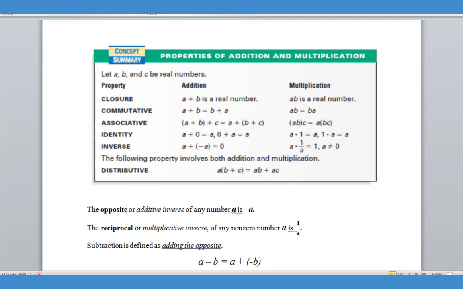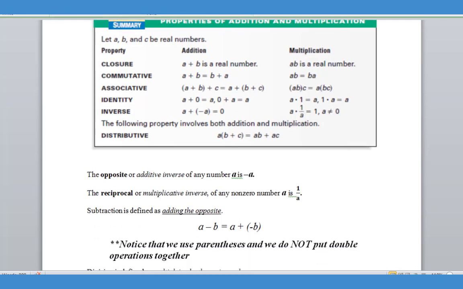properties. So if you look at this concept summary, we have various properties like closure property, commutative and associative, identity and inverse, and these are properties that you should be familiar with, as well as the distributive property. We will do some basic identification of properties, but that will just be a very small part of this lesson. So let's just take a look at some of the parts of the properties here.